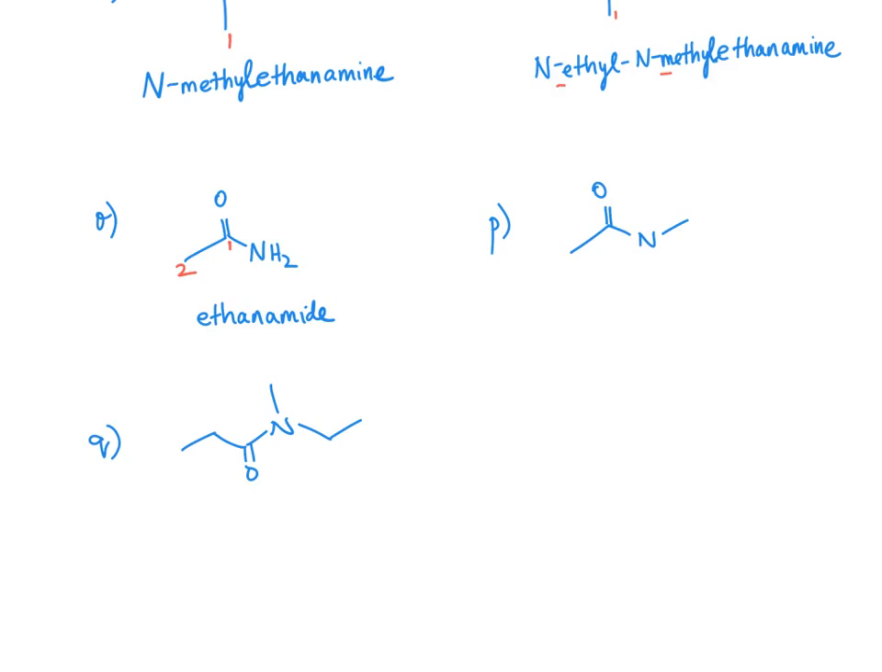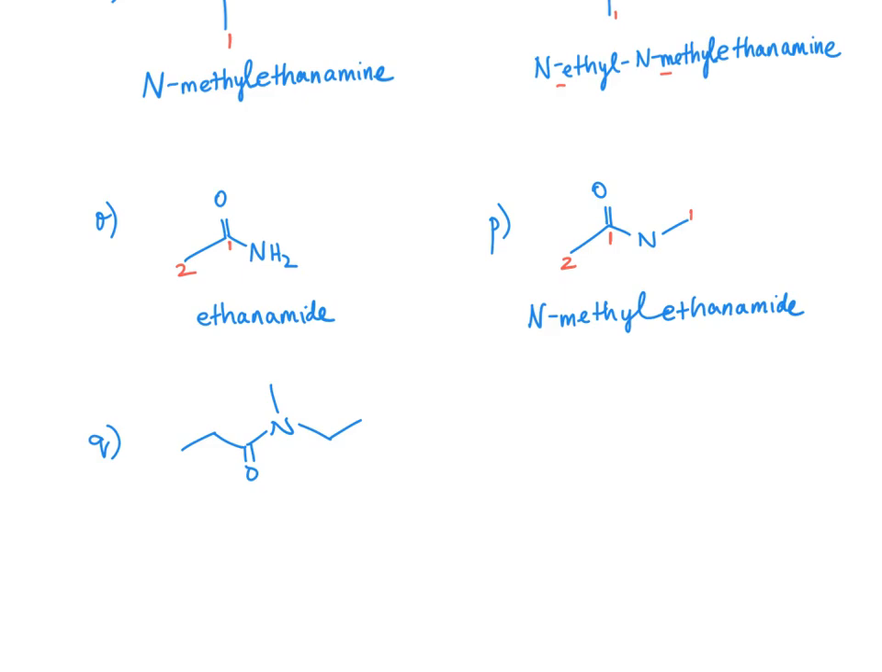Let's try P. 1 carbon here, number away from the single bonded nitrogen. So again, we have 2 carbons, ethane, and amide. What else is bonded to the nitrogen besides hydrogens? Well, actually there's a methyl group. Here it is, there's a methyl group there. So we indicate N-methyl ethanamide.